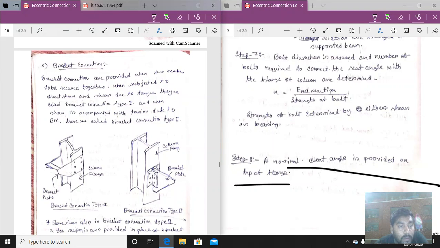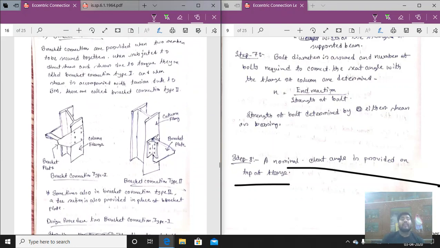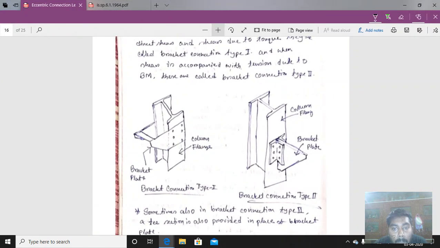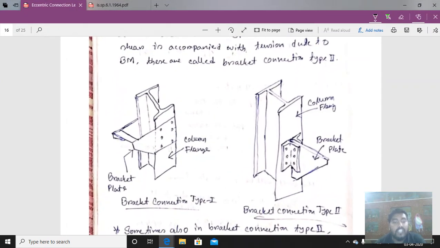So two members are connected together. This is the bracket plate. Here there are generally two types of bracket connection provided. In the picture you can see this is the bracket connection type 1 and bracket connection type 2. So two types of bracket connection are provided.